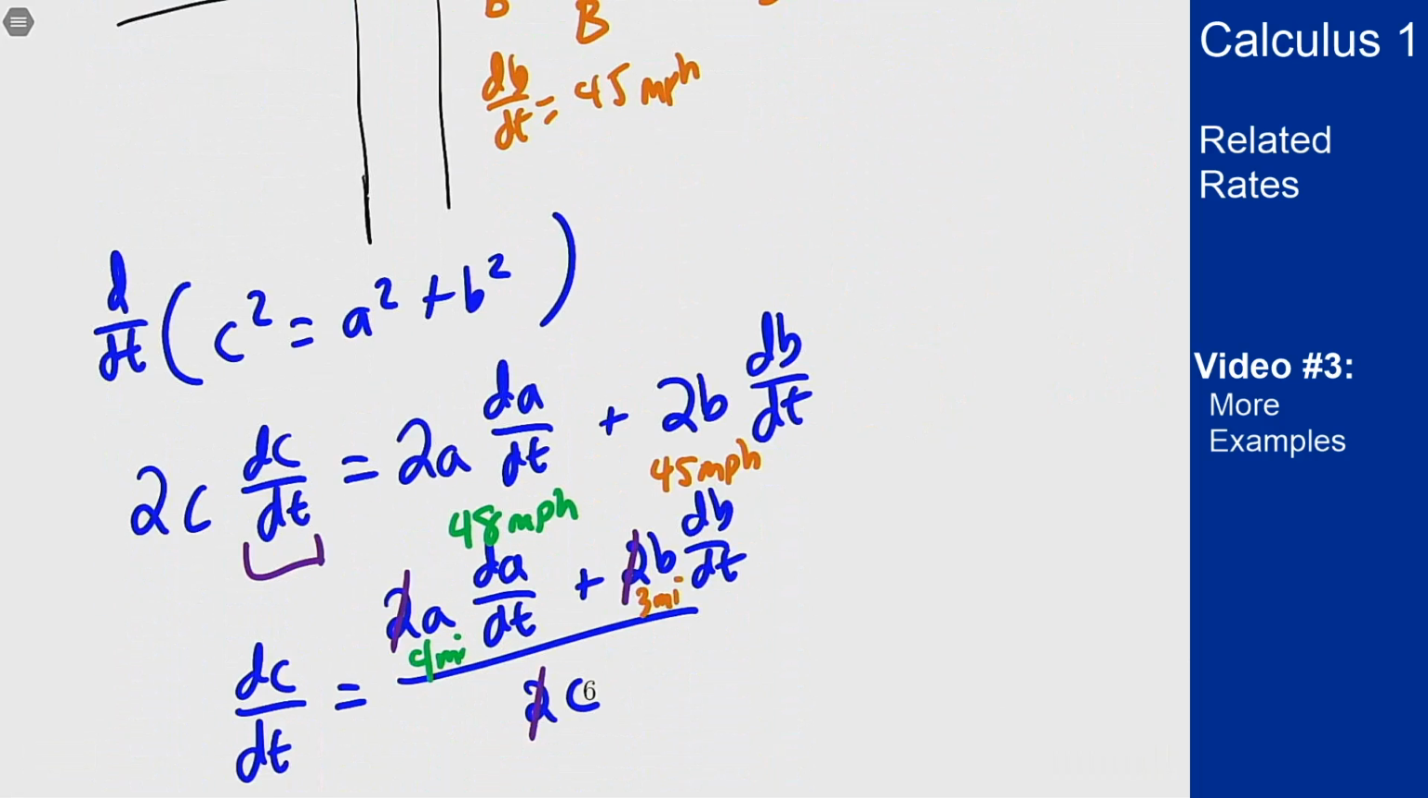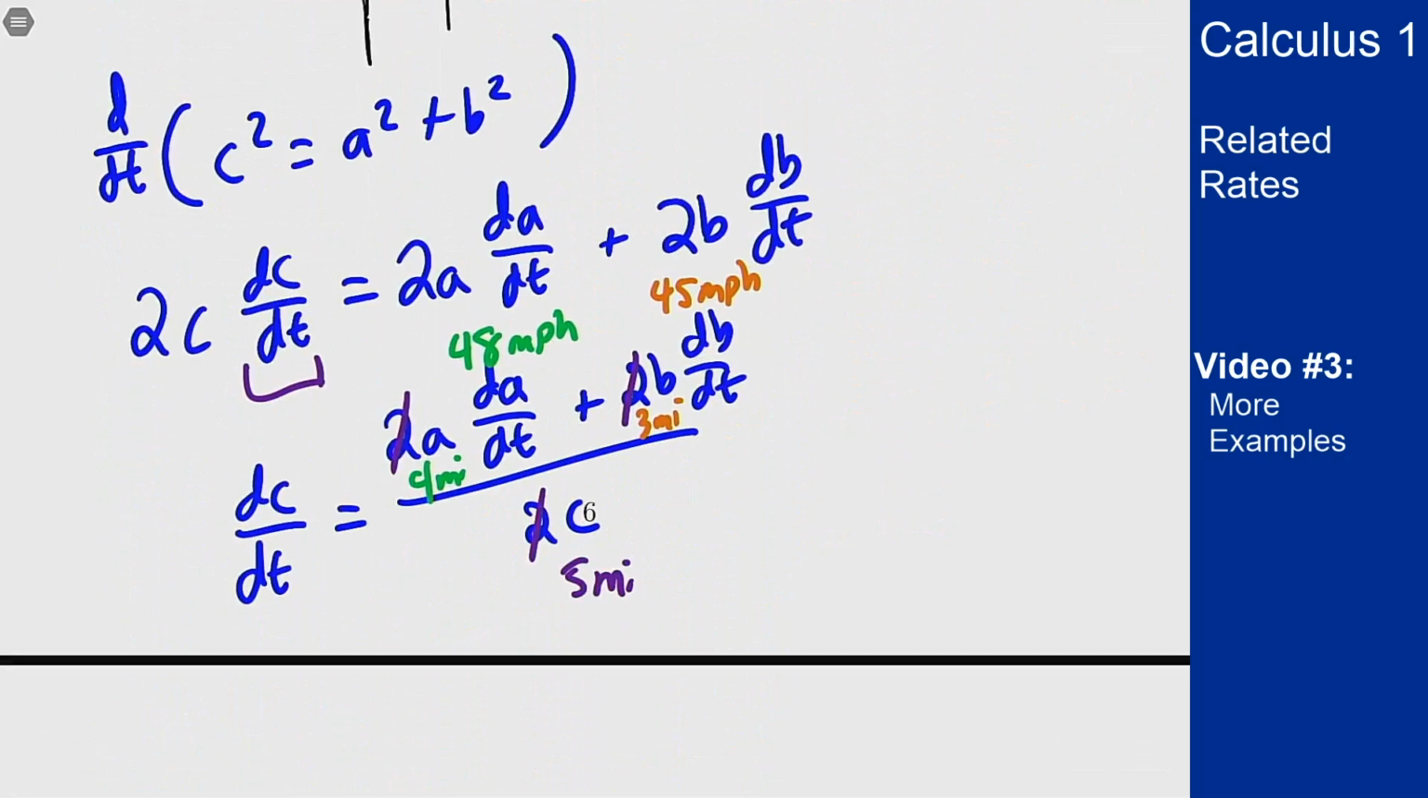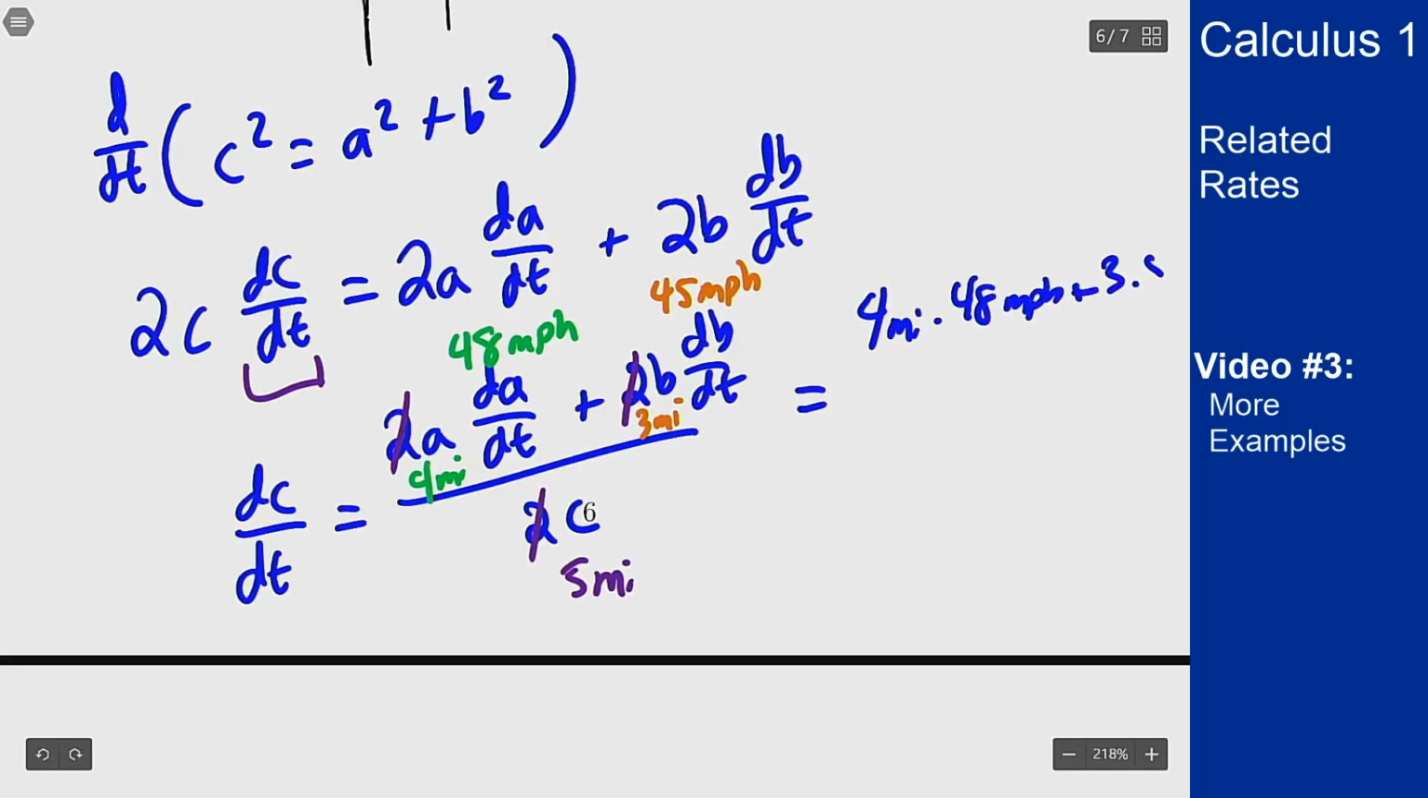What about C? Now that we've found a derivative expression, we can figure out what C is using the fact that we know that A is 4 and B is 3. So if A is 4 and B is 3, this is a 3, 4, 5 right triangle, so C is 5 miles. I can plug that in. And now I can solve for my rate because I have everything I need in this equation. So this is 4 miles times 48 miles per hour plus 3 times 45 miles per hour, over 5 miles, which comes out to 65.4 miles per hour.